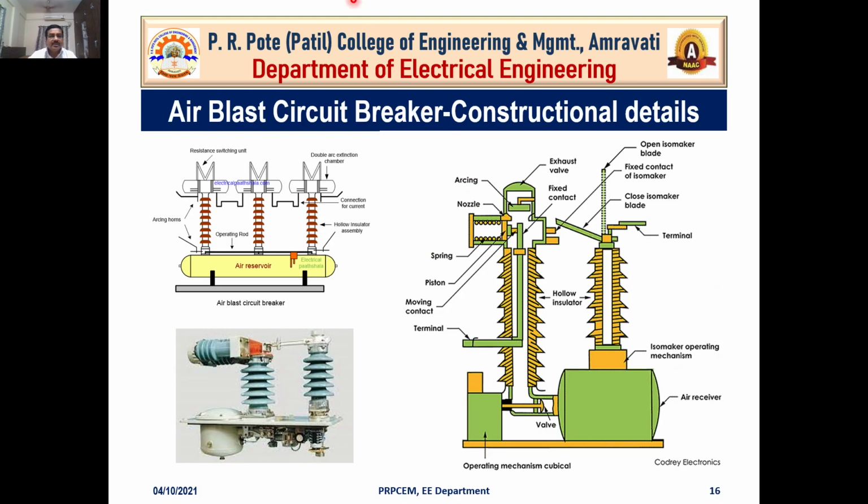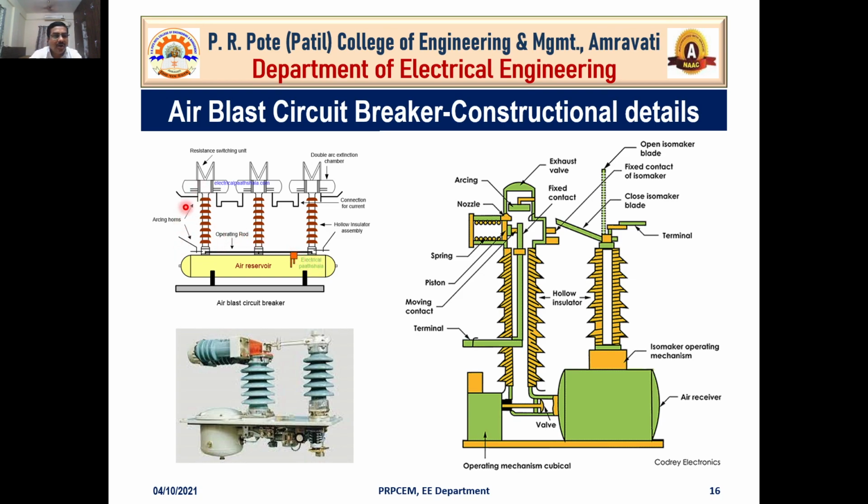So this is the arrangement inside this air blast circuit breaker. This is the constructional details, three diagrams which we have shown here. This is the air blast circuit breaker we have. These are the air reservoirs, where we have stored the air at atmospheric pressure, and this air we can use when the contacts of the circuit breaker start operating, with the help of this particular valve. Through that valve we are allowing this air to blast on this particular arc.